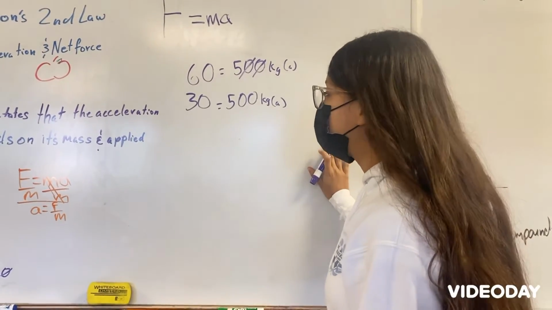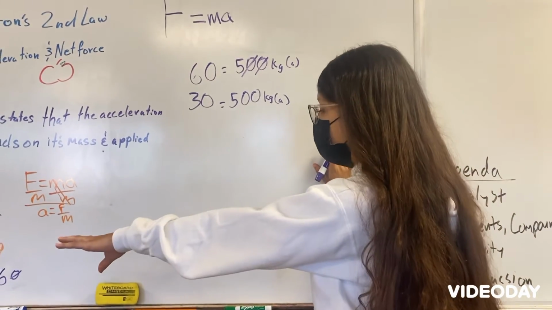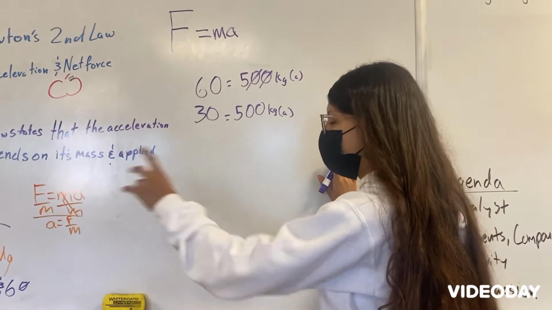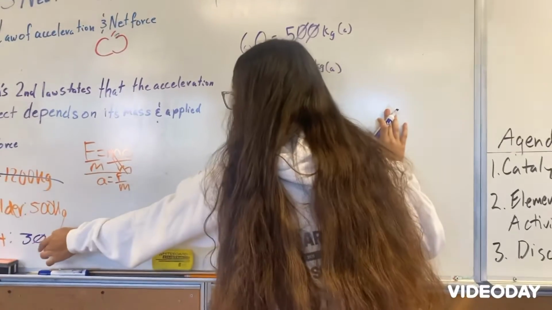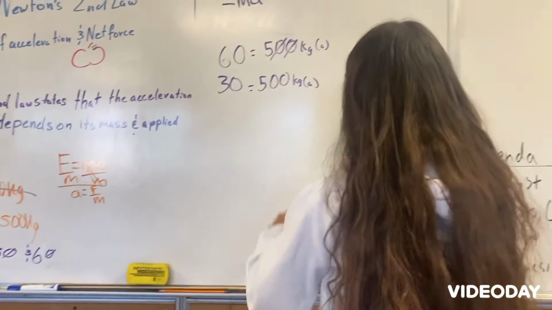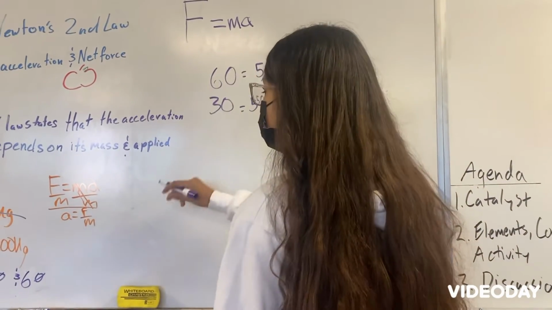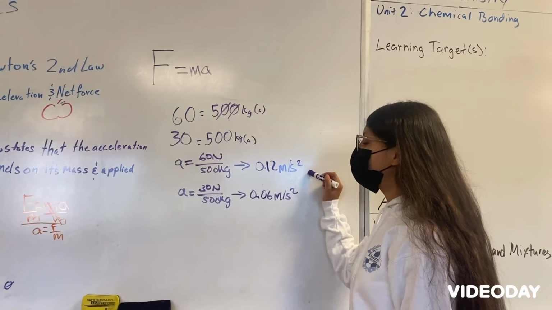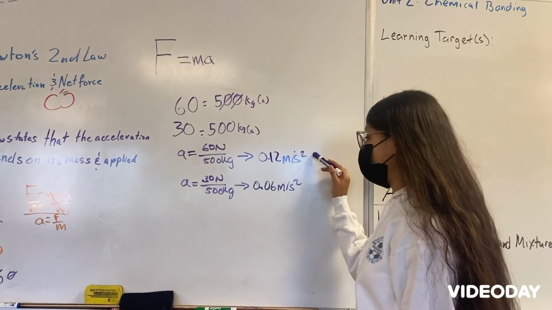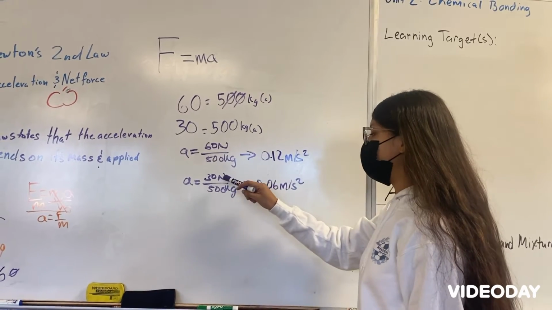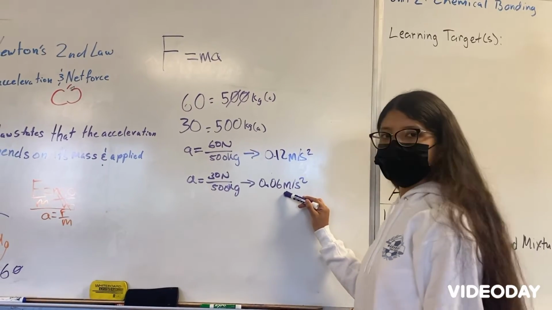So this time we'll be looking at the same boulder at 500 kilograms, but in 2 different situations, with an applied net force of 30 and one of 60 newtons. So now let's put it into the equation we had before, where a equals F over m. When we solve the problem, we see that the boulder with a greater applied net force has a higher acceleration, and the one with a lower applied net force has a smaller acceleration.